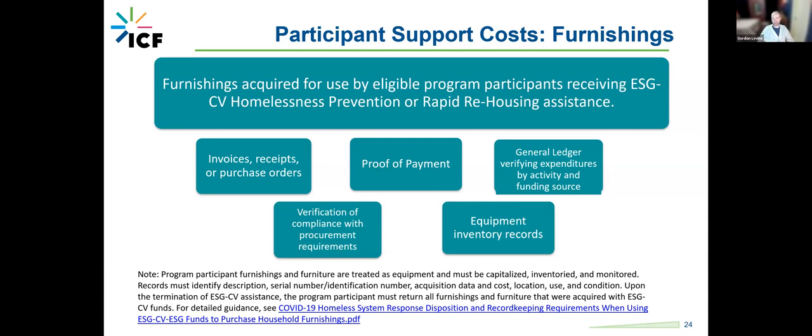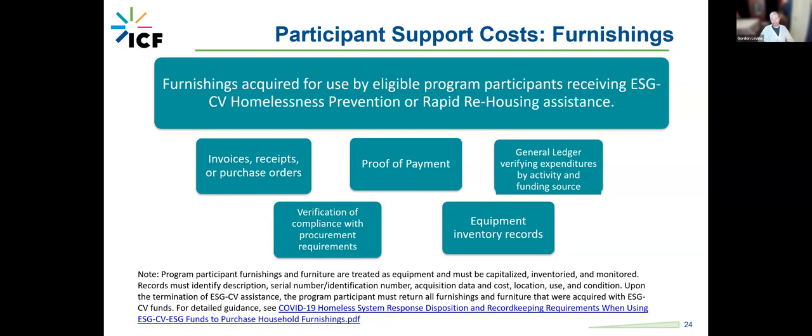It's a little complicated as there's a little tiny bit of wiggle room around what's considered an emergency intervention. But generally speaking, please do not buy, for example, a recliner or a couch for someone who's living in an unsheltered situation. Let's get them rapid rehousing instead. Backup for this is what you would expect. Some indication that there was a cost incurred, that money went out the door, that it was charged to the right place on your general ledger, verification of procurement requirements, and because furnishings are equipment, we'll get into that in a minute, we're talking about procurement, and finally, an equipment inventory record.